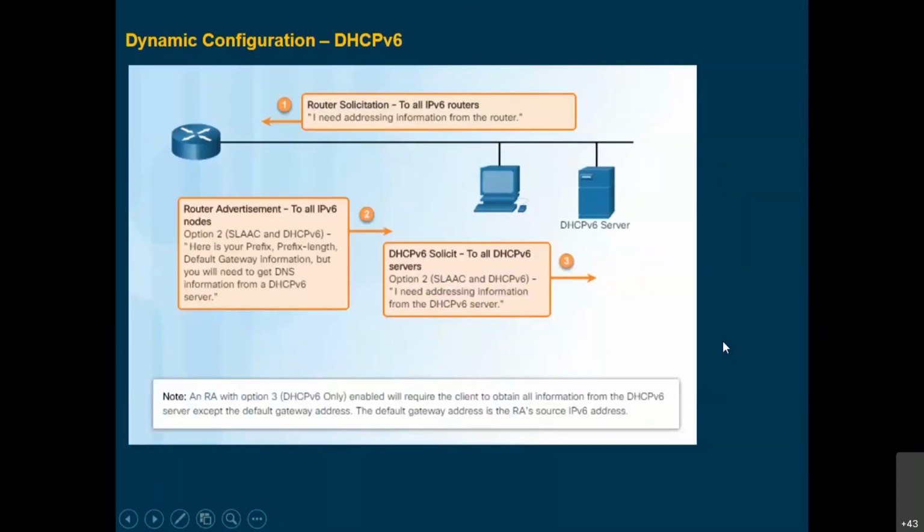So DHCP version 6. Just now we looked at dynamic configuration using SLAAC. Okay, how about DHCP version 6? So the PC goes in, it sends a router solicitation. The router, upon getting the router solicitation, will send a router advertisement. Okay, so here is your prefix length, the default gateway. But if you want DNS and other information, you have to go to the DHCP server. So once the host gets this, it sends a DHCPv6 solicit to the DHCPv6 server, and then the server will reply with the DNS address and all the other information. So that is DHCP version 6.